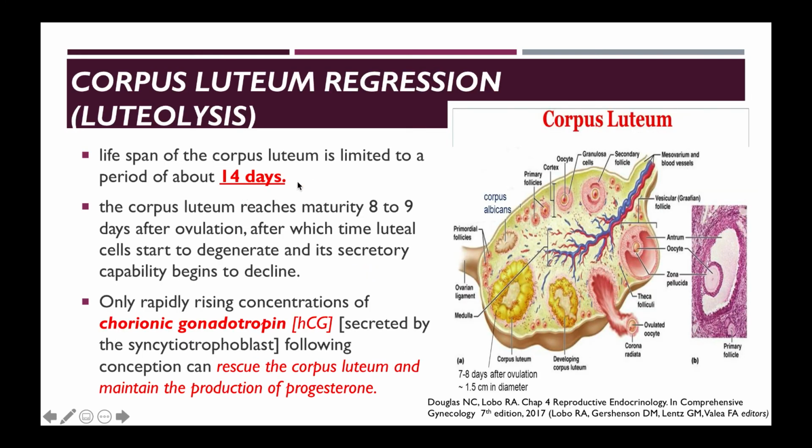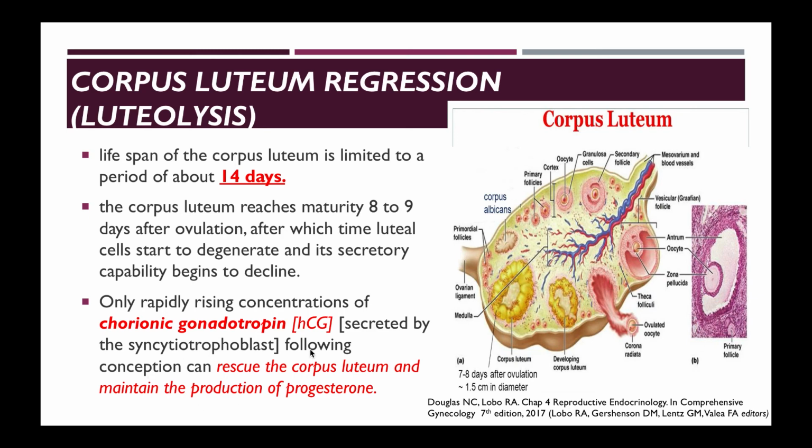Now, as I've already mentioned, the lifespan of the corpus luteum is limited or fixed to a period of about 14 days, and that is also the reason why the second half of the menstrual cycle, which is the secretory or the luteal phase, is also 14 days. The corpus luteum reaches maturity 8 to 9 days after ovulation, after which time luteal cells start to degenerate and its secretory capability begins to decline.